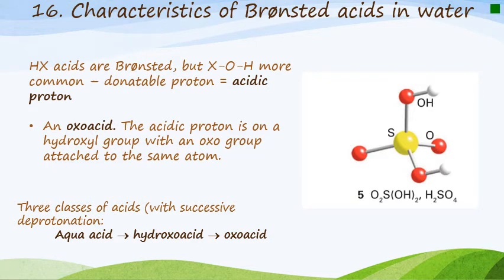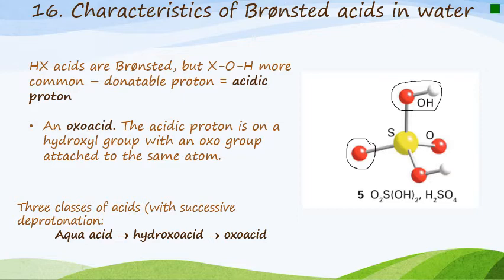This is then obviously called a hydroxo acid. The final one that we look at is called an oxo acid, and this is where we have a Brønsted acid that has an acidic proton that is on the hydroxyl group with an oxo group attached to the same atom. So if we have a look at the picture, you will see here is the hydroxo group and this is the oxo group.